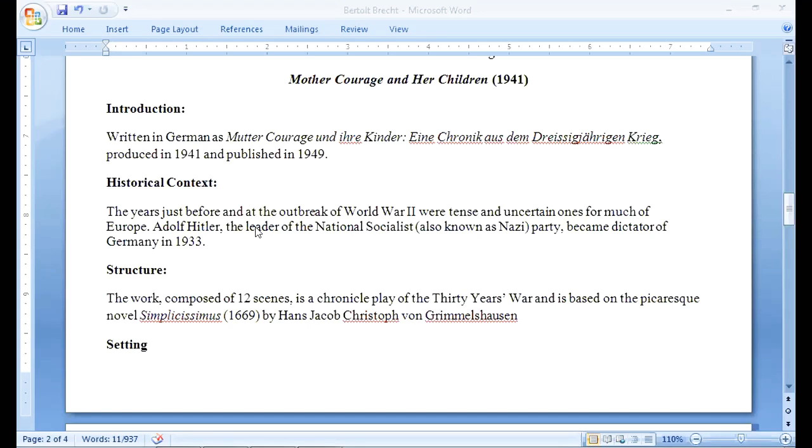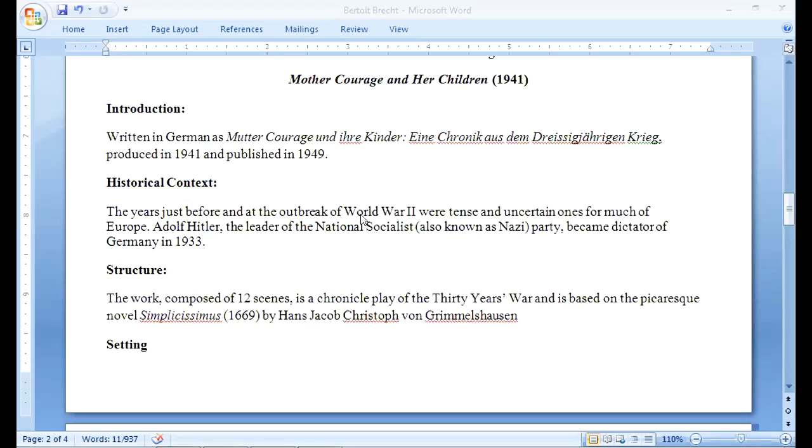I'm speaking related to whatever text is presented on your screen. I'm speaking only about that. So this is the introduction about the play, about the drama, about the text. This is the time period, and this is the historical context of this text.